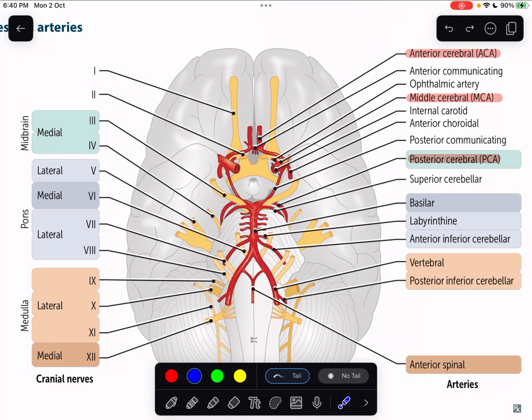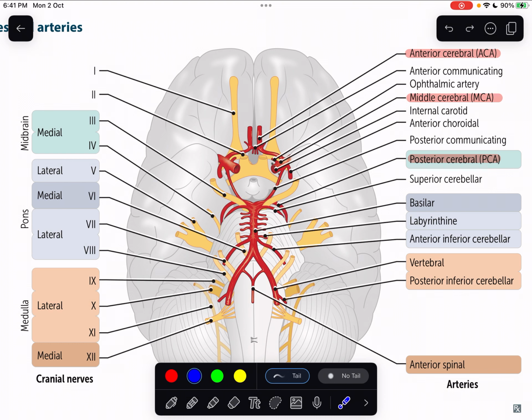And then you can see that this one is the middle cerebral artery, and anterior to it, this one is the internal carotid artery. So it is divided into two parts. The inner part is the internal carotid and the posterior part is the middle cerebral artery. Simple. Okay, then we have the posterior cerebral artery, which is this one. These are the posterior cerebral arteries.